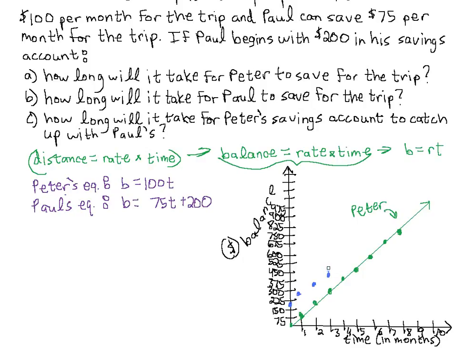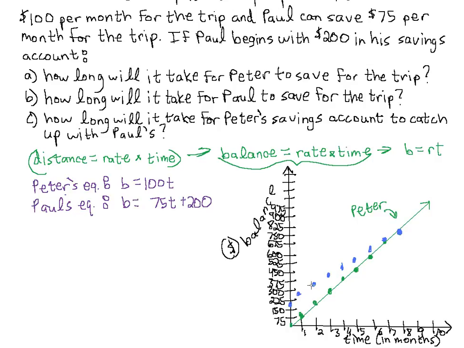This is the most tedious part of doing a graph, is actually plotting the points sometimes. At 4 months, he's at 500. At 5 months, he's at 575. At 6 months, he's at 650, which is right about there. At 7 months, he's at 725. And you can see that the two equations are converging. At 8 months, he's at 800. Okay, and that's actually 800 right there.